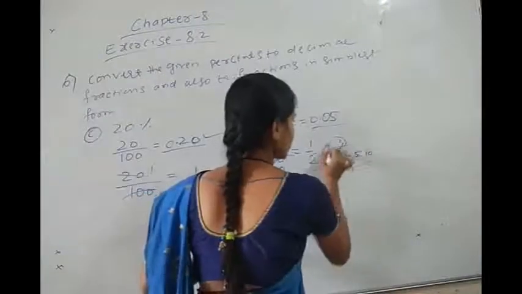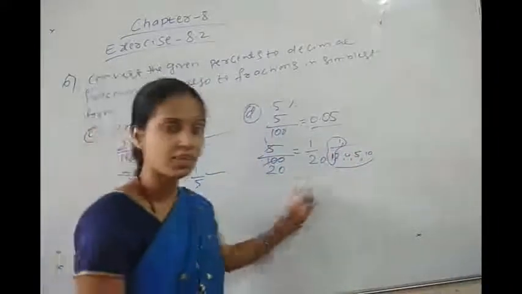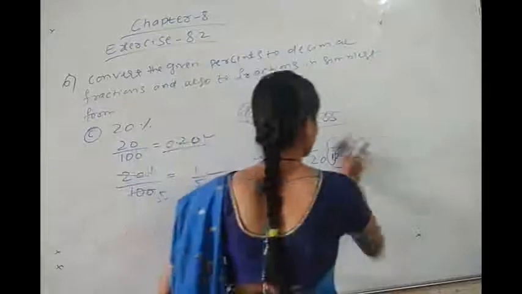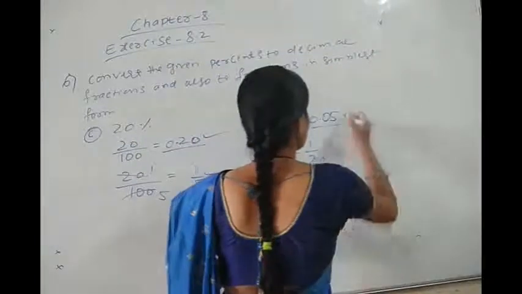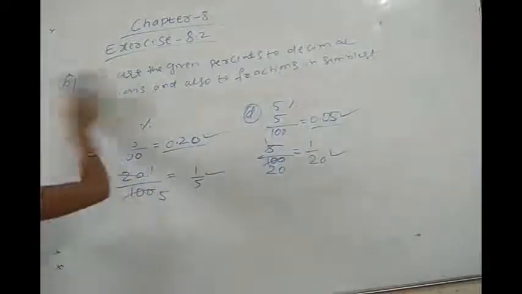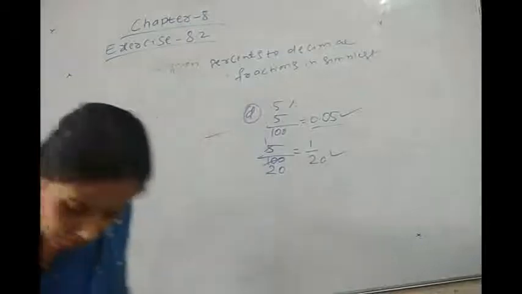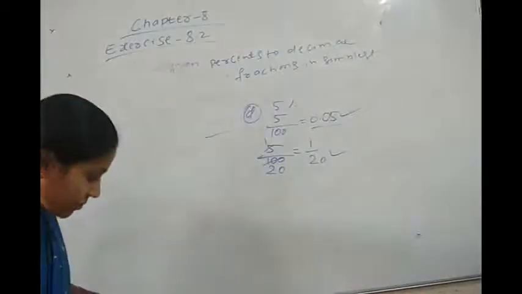One is the common factor for 1 and 20. So we can call 1 by 20 is in its simplest form. So these two are the required answer. Now, this is about question number 6. Now we will solve question number 7.